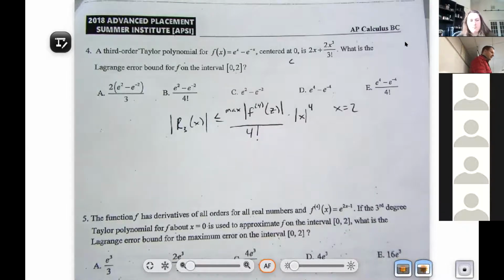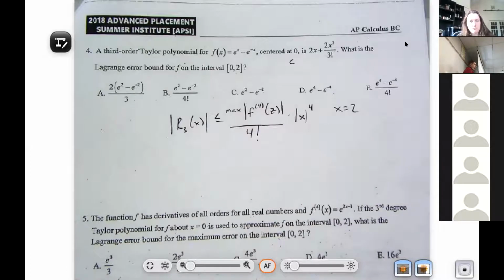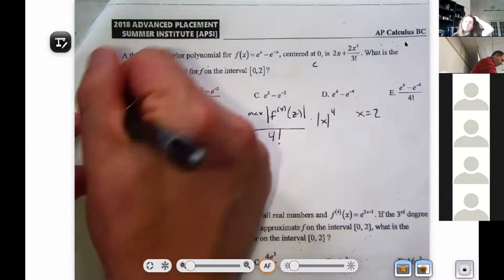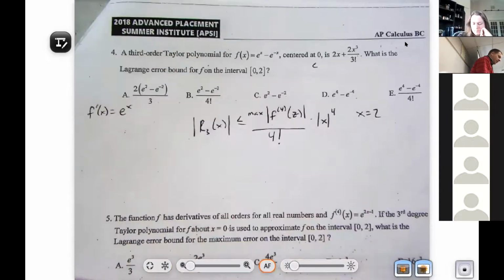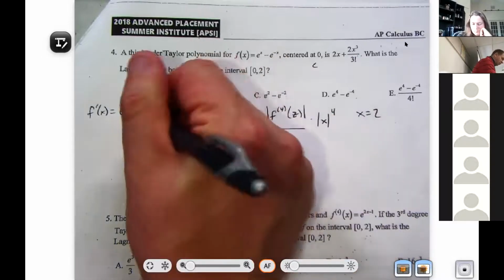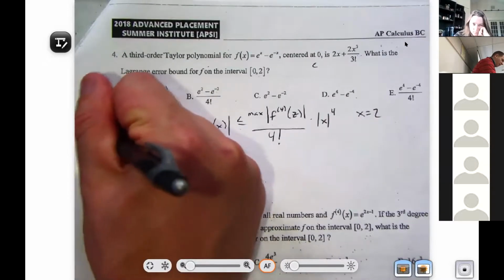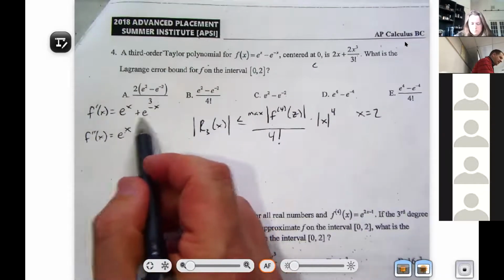The next thing we need to find is the biggest possible value of this. Well, this one kind of stinks because we actually do need to go through and find our 4th derivative. But since we're dealing with e's, it's not so bad. Just watch out for your signs. So we have f already. F prime is going to be, let's see, e to the x. And then the derivative of e to the negative x is e to the negative x times -1, so plus e to the negative x. F double prime, e to the x, and then that's going to be minus e to the negative x.